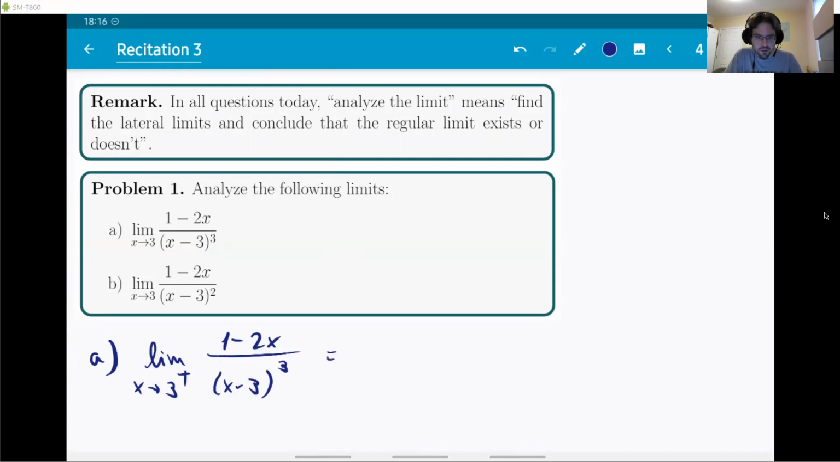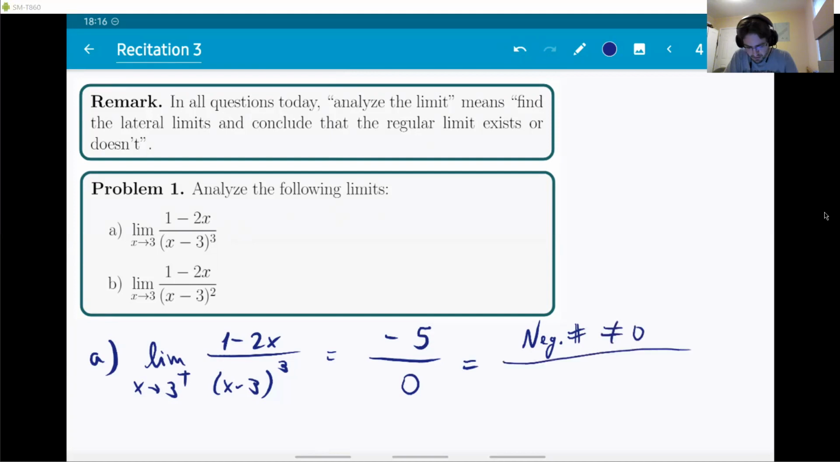First of all, you try to plug in 3. 1 minus 2 times 3 is a minus 5. And downstairs, of course, it gives you a 0, 3 minus 3. So, okay, it is non-zero divided by 0. It's going to be an infinite limit. So a negative number different from 0 divided by, and here's the question, what is this number downstairs, positive or negative?